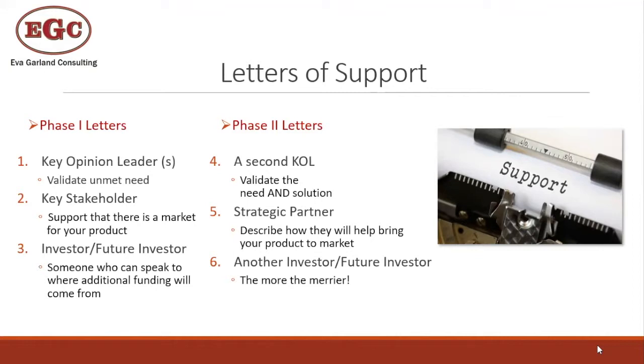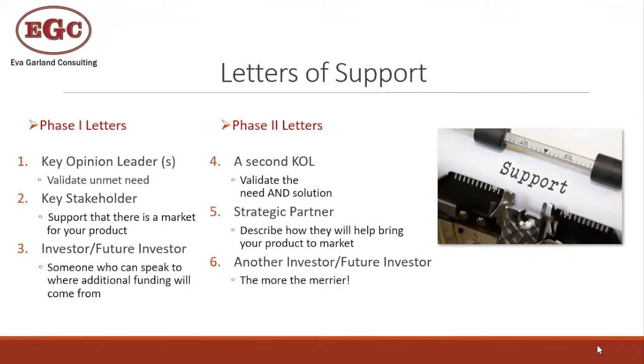As a rule of thumb, we aim for 3 or more letters for Phase 1 proposals, or a maximum of 3 for NSF, and 6 for Phase 2. You want to use these letters to demonstrate that the problem you are trying to solve is important, that you are solving the problem in an innovative way, and that if successful, you will have a clear path to commercialization.